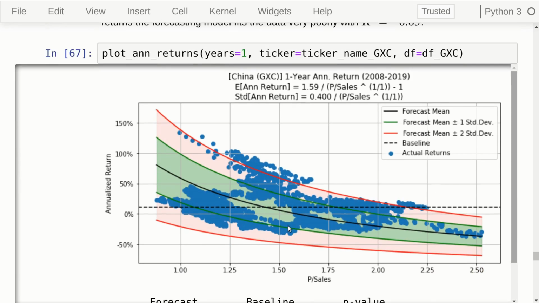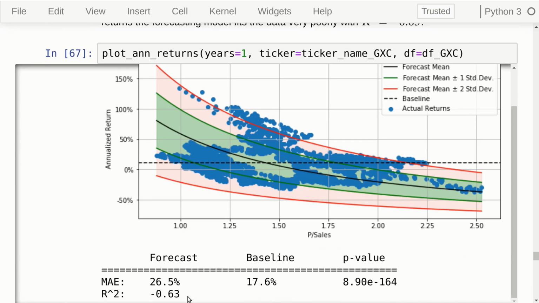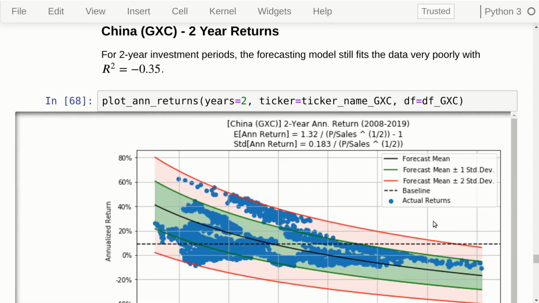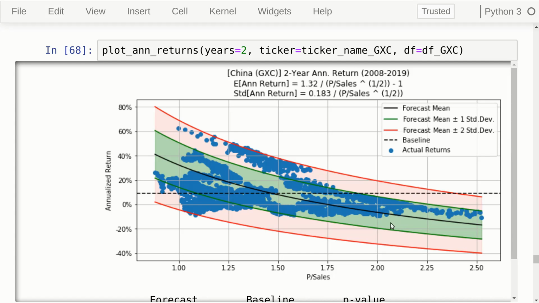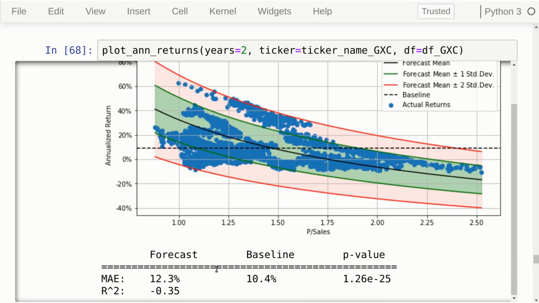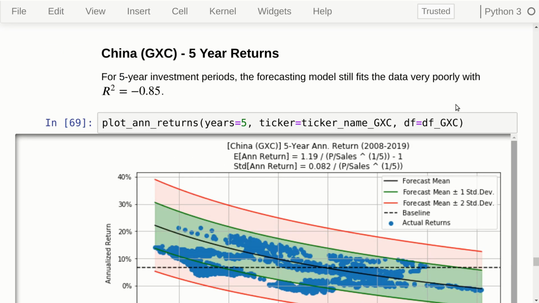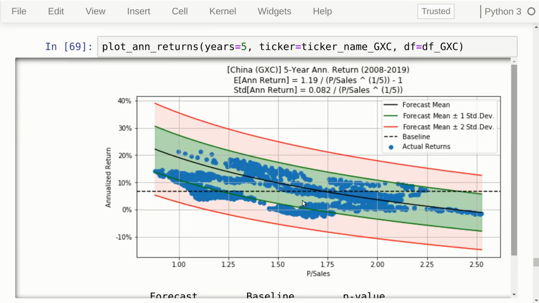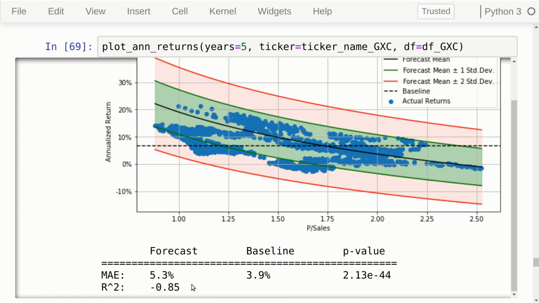And as usual, we have a very poor fit for 1-year returns with an R-squared value of minus 0.63. For 2-year annualized returns, we still have a very poor fit with an R-squared value of minus 0.35. And for 5-year investment periods, it looks like it's starting to get a little tighter around a trend line here maybe. But there is another trend line down here, and that means the overall R-squared is a negative 0.85.